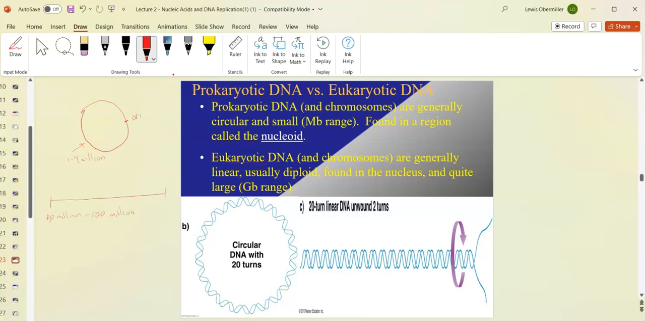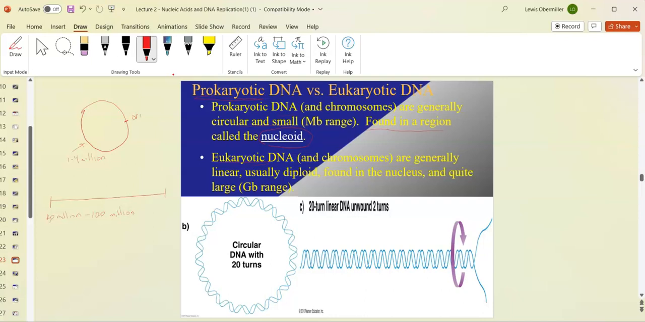I mean, this can vary. It really depends on what organism it is, but we're just speaking in generalities here. So prokaryotic DNA is small and circular. It's found in a region called the nucleoid, which, remember, prokaryote means before nucleus, pro before karyote nucleus. They don't have a nucleus.